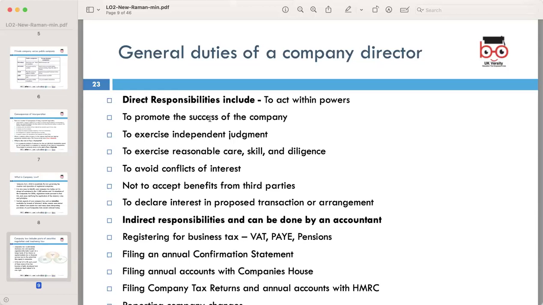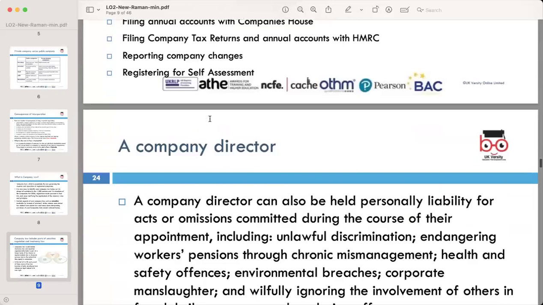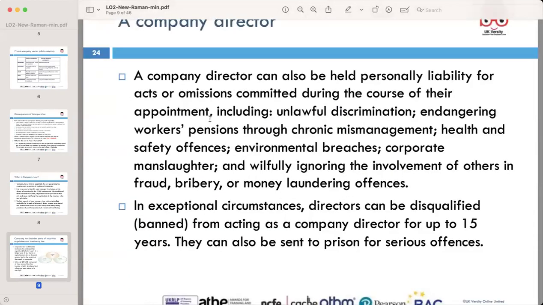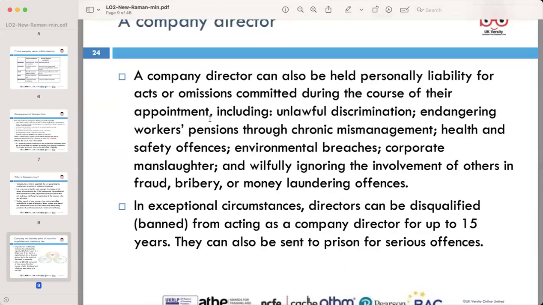So when we talk about indirect responsibilities, often handled by accountants, they involve tasks like registering for business tax, filing annual statements and accounts, and reporting company changes.